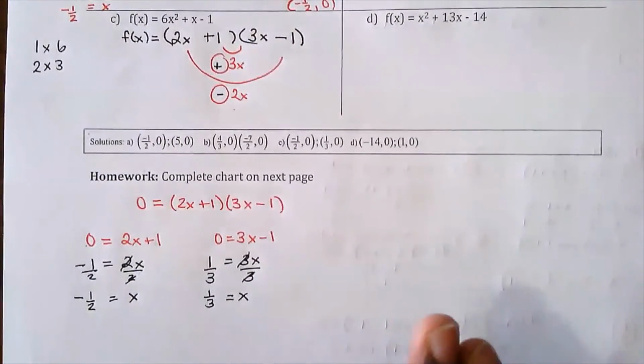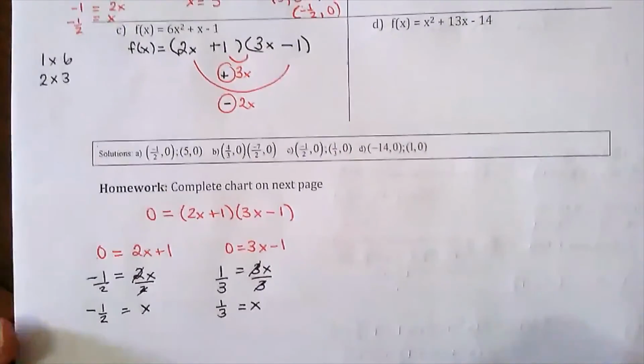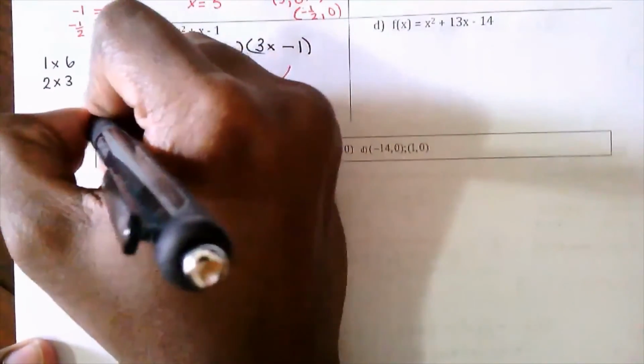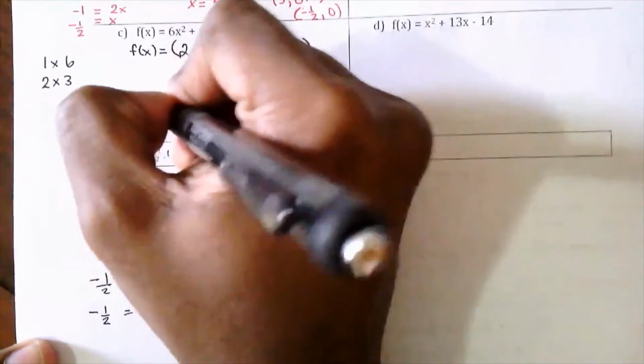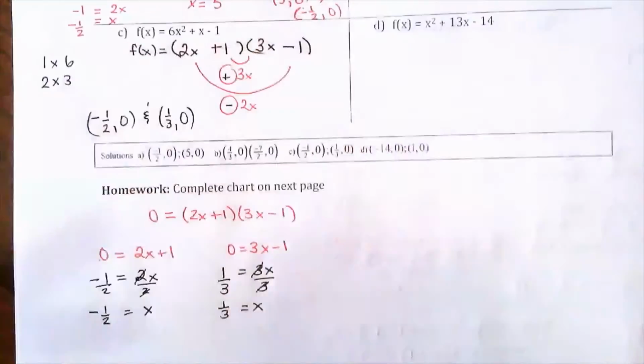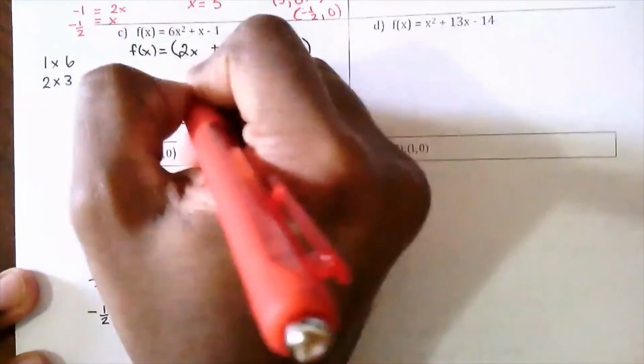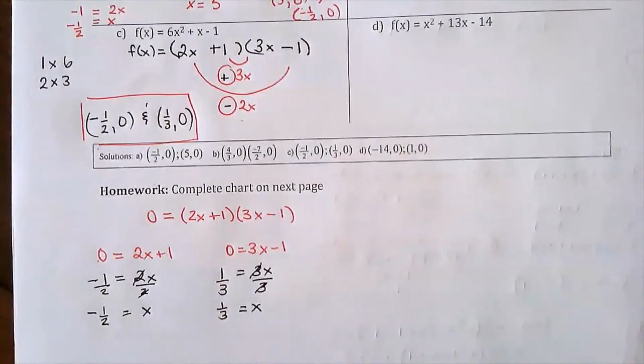Again, don't forget to put your final answer down in a proper form. These are just the x coordinates. So my x-intercepts are (negative half, 0) and (1/3, 0). So those are my final answers. So you can see we skipped a lot of questions on this review because it is supposed to be a review. Try these questions, then take a picture and show me your answer.